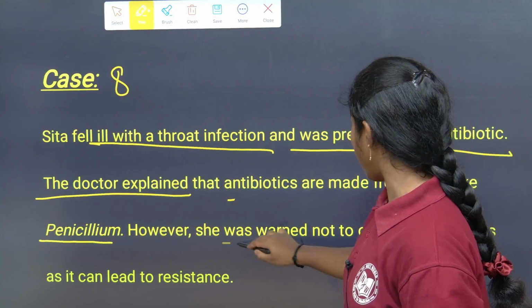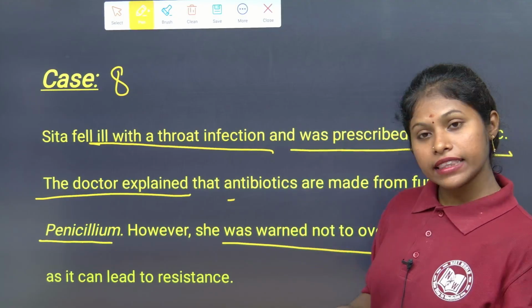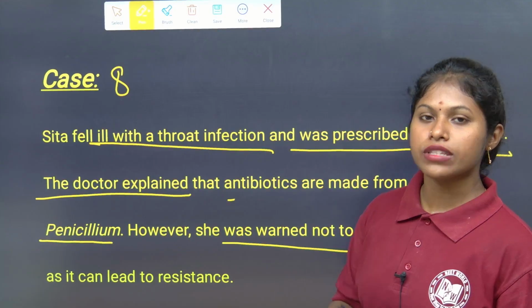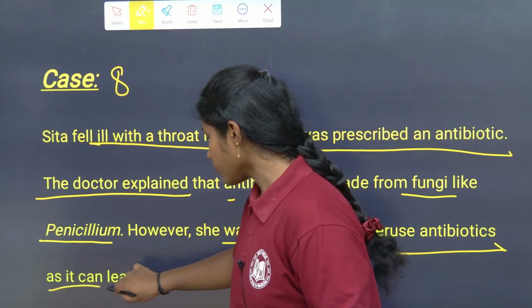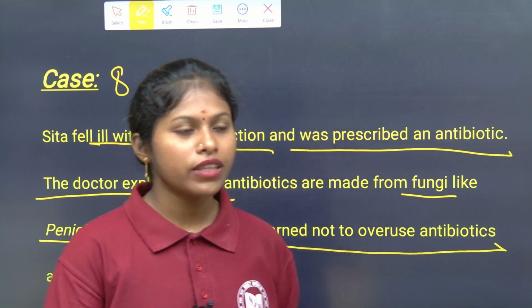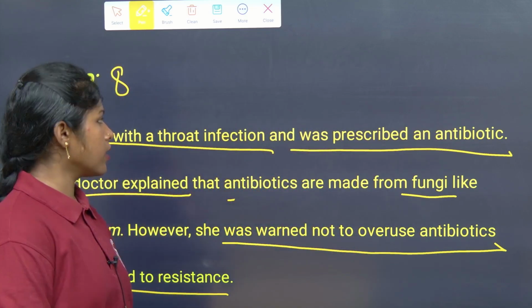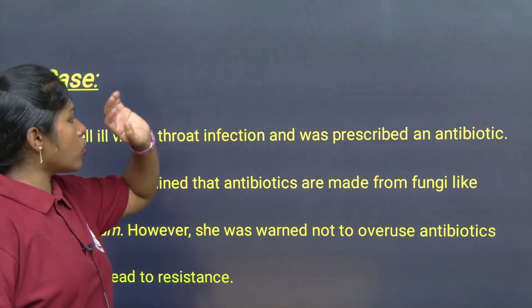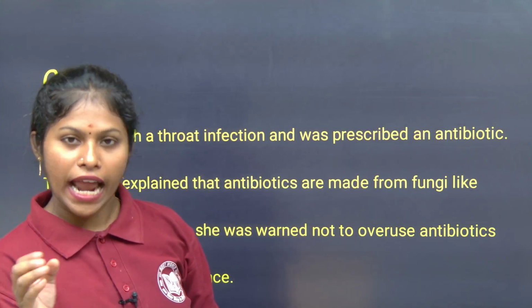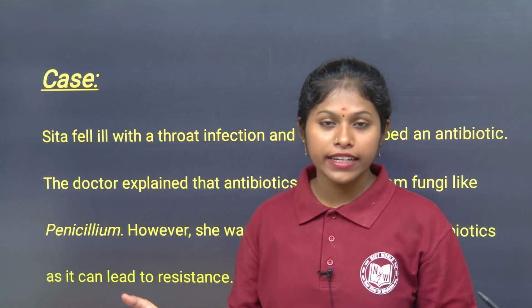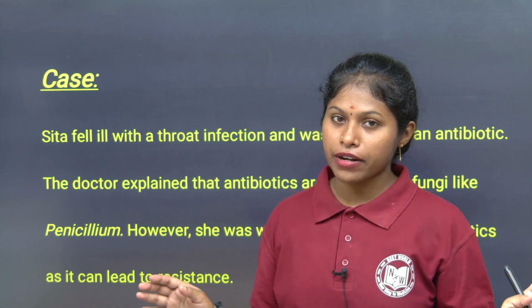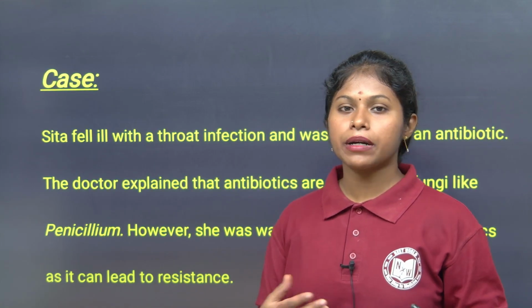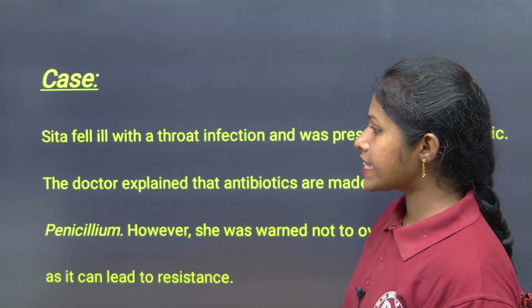However, she was warned not to overuse antibiotics, and the doctor also said we must not use antibiotics regularly for diseases, as it can lead to resistance. If you use antibiotics more, the bacteria become more resistant, right children? Then we cannot control the bacterial infections. So here it is given: Sita has a throat infection, and the doctor gave a prescription for an antibiotic, which is mainly made from fungi, that is Penicillium. And what else did the doctor say, children? Do not use antibiotics excessively, it should be avoided, because the bacteria will become resistant. Here is the given scenario, and let's see the questions they asked, children.